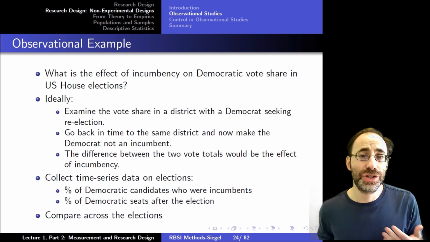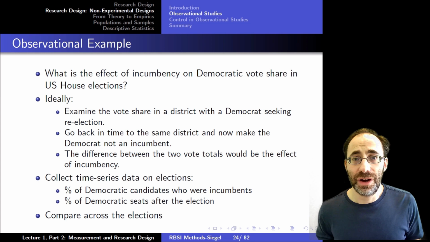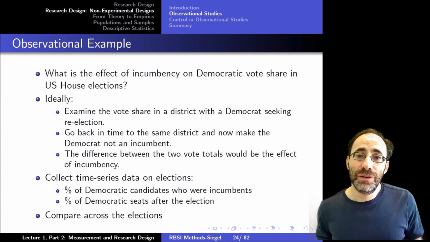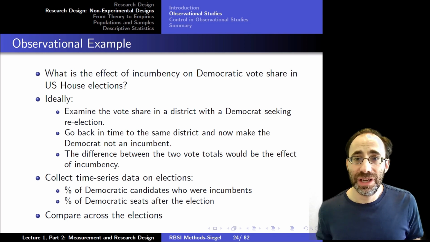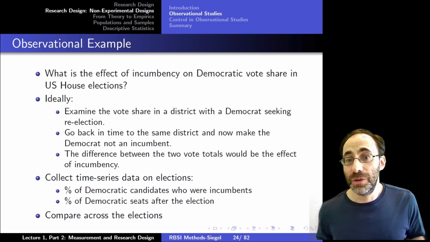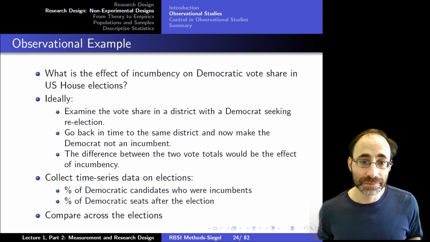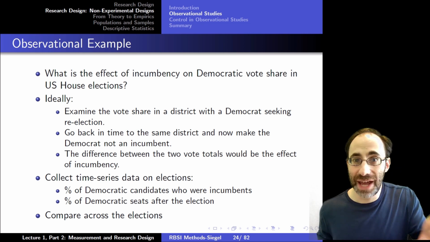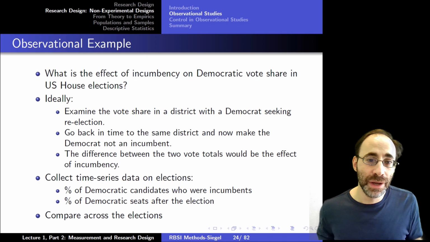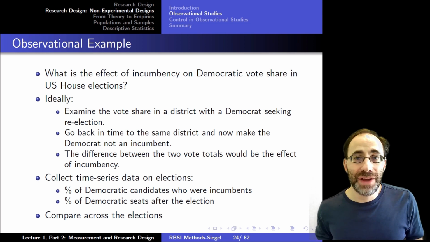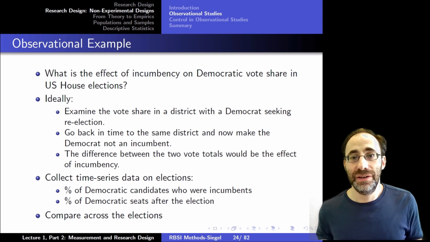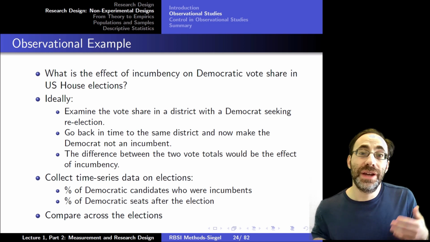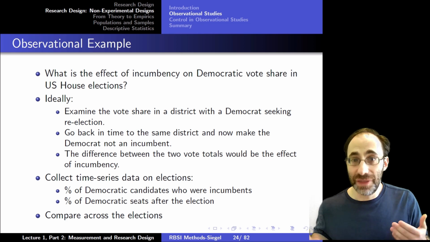You could also ask the question of what's the effect of incumbency on all vote shares. It depends on how wide a scope you want from your model, but it might be that incumbency has different effects on different parties. So we have to pick one to look at for the moment. Okay, and again, we also look at U.S. House instead of the Senate or the presidency. Again, we're sort of narrowing the scope of the generalizability of our theory at the moment just to get a sense of what's happening.